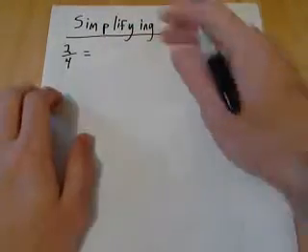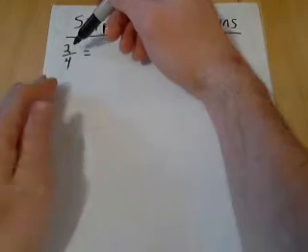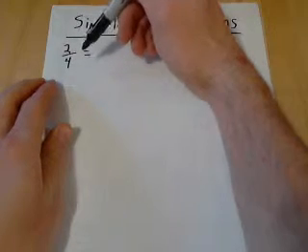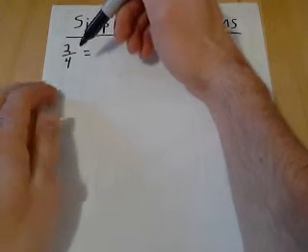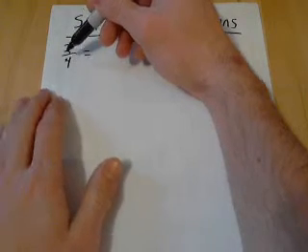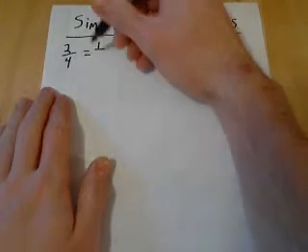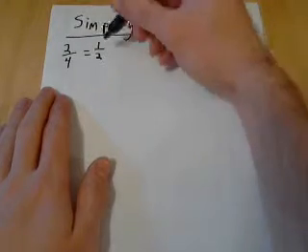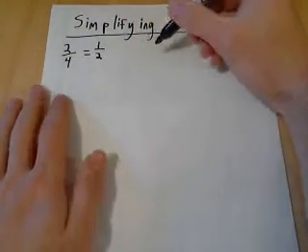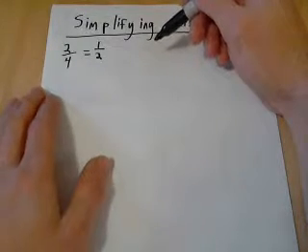So 2 has a factor of 2, or it can be divided by 2, and 4 has factors of 2 and 4, because it can be divided by 2 and it can be divided by 4. So both the numerator and denominator have a factor of 2. So 2 divided by 2 equals 1, and 4 divided by 2 equals 2. So 2/4 is equal to 1/2. And the reason we can do that is because we haven't changed the value of our fraction at all.